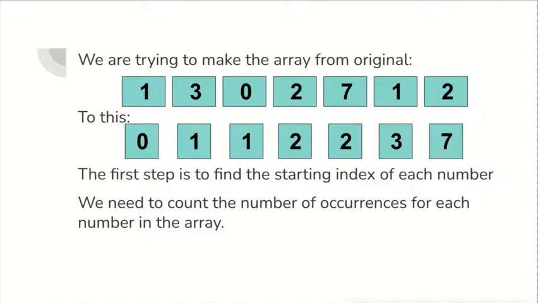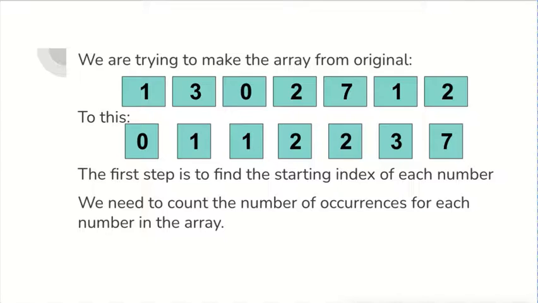Our goal is to turn the original array, 1, 3, 0, 2, 7, 1, 2, into the output array. It should be in order from small to large, which will look like 0, 1, 1, 2, 2, 3, 7. The first step is to find the starting index of each number.